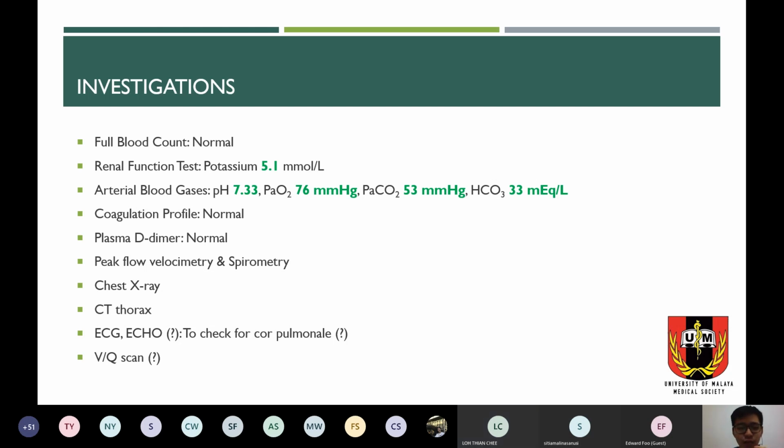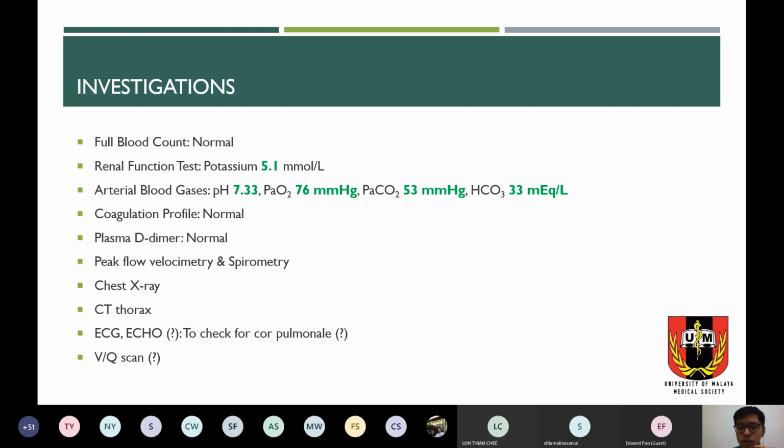I hope. So full blood count is normal. Renal function test potassium is 5.1 mEq per liter. ABG pH is 7.33, PaO2 76 mmHg, PaCO2 is 53 mmHg, and the bicarb is 33 mEq per liter. Coagulation profile normal, plasma D-dimer normal. Peak flow and spirometry is just a suggestion to do. These are the things that I suggest, just putting here for a thought experiment.